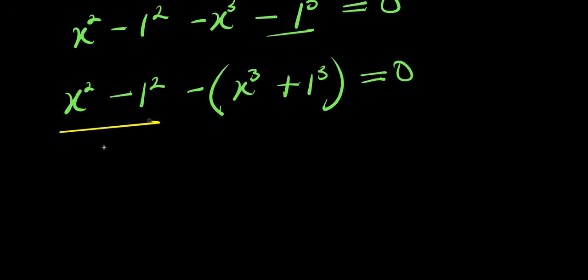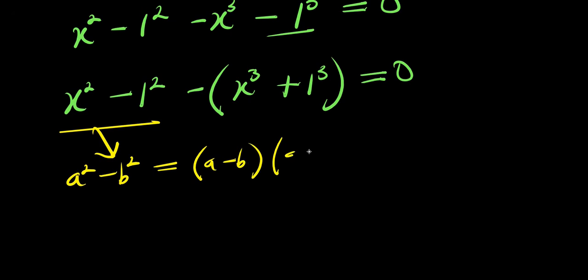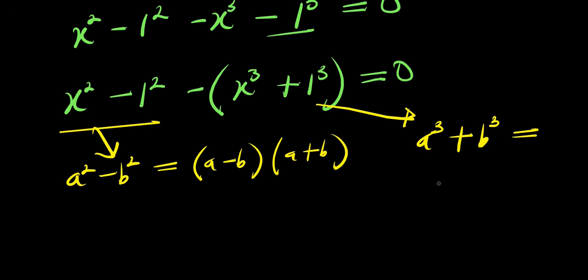So right here, we can apply difference of two squares. If you have a squared minus b squared, this equals a minus b times a plus b. And for this, if you have a power 3 plus b power 3, this equals a plus b times a squared minus ab plus b power 2. So remember, our a is x and b is 1. So let's make use of these identities.